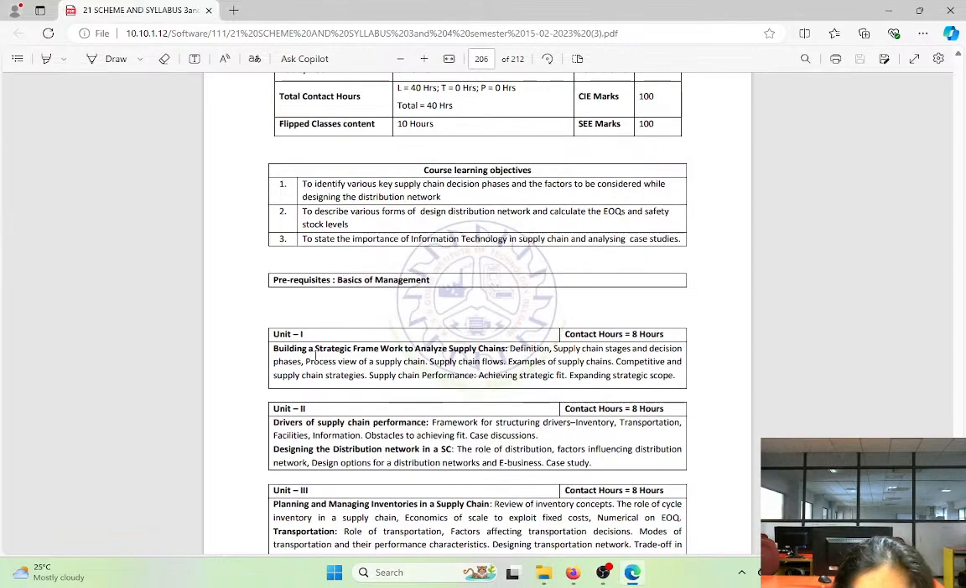So Unit 1 deals with the basic introduction of supply chain, that is, building a strategy framework to analyze the supply chain process. That is, what do you mean by supply chain? What are the different stages of the supply chain? What are the processes of the supply chain, with a few examples. And then the next part is how the competitive and supply chain strategy should fit in a zone, which is known as strategic fit, where you apply the concepts of all the basics of supply chain and see to it that you produce a good quality, better quality product, so that it reaches the customer till the end and with optimum cost.